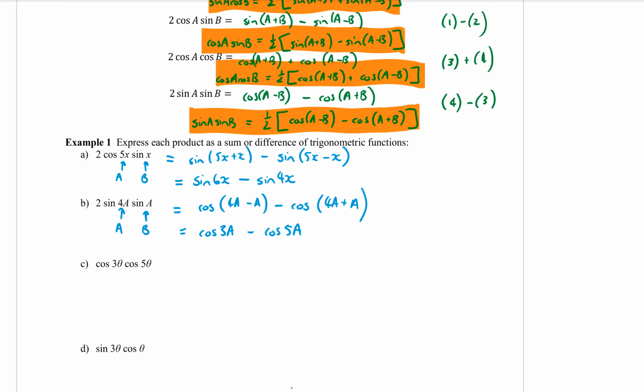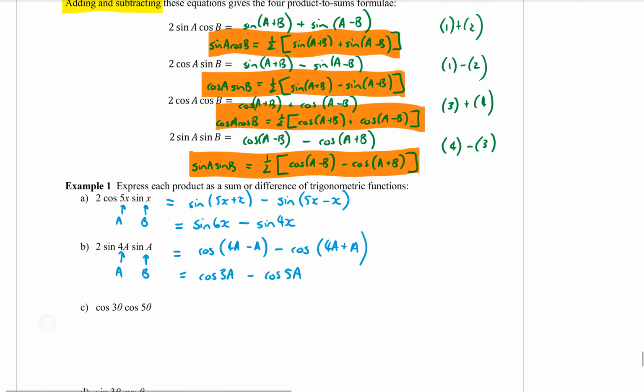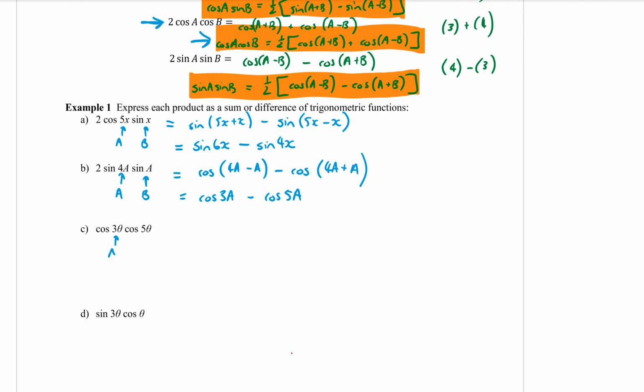Part C, cos 3 theta cos 5 theta. So it's a cos cos. There's no 2 there. Cos cos is the third one here, but we probably want to use the highlighted version this time because we don't have the 2 at the front. So that means my A is going to be the 3 theta, the B is going to be the 5 theta.